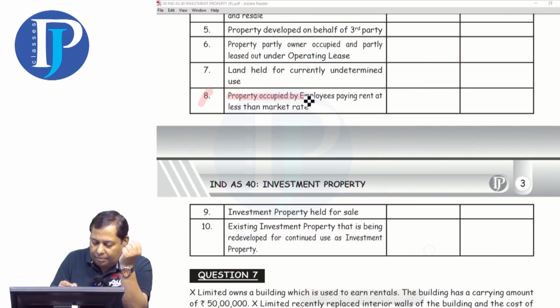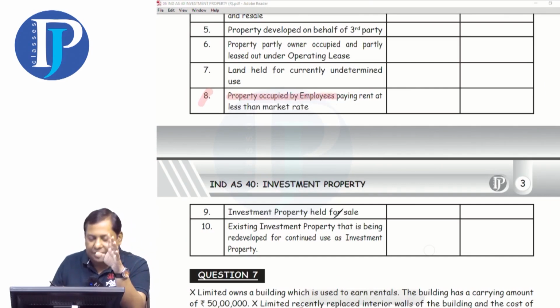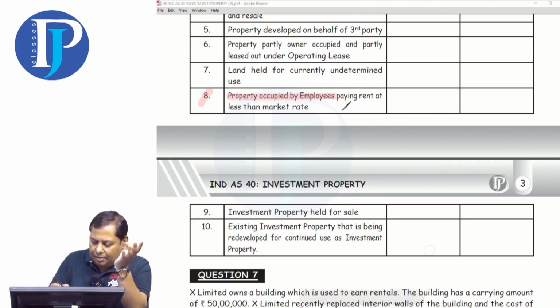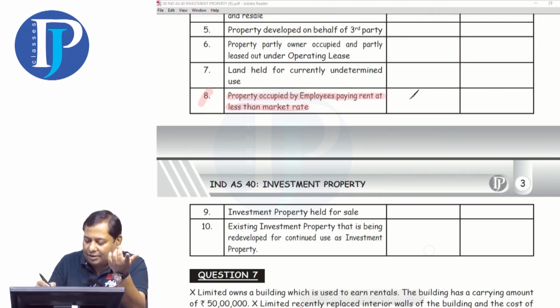Property occupied by employees. We should not go any further. It doesn't matter whether your rent is paid in full, partially or not at all. Concept of rent doesn't apply here. If the employee uses it, then it is owner occupied. If it is occupied, then you will apply Ind AS 16. Paying rent at less than market rate? Even if the rent was at the market rate, still 16 will be applied. The answer is no. I will apply Ind AS 16 to this as it is an owner occupied property. This is PPE.